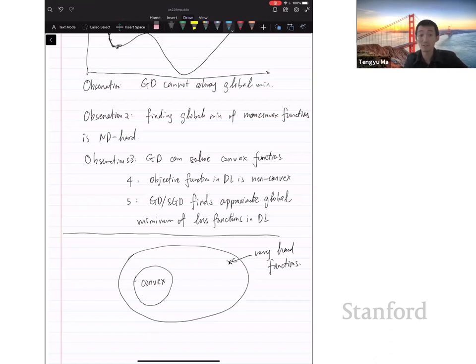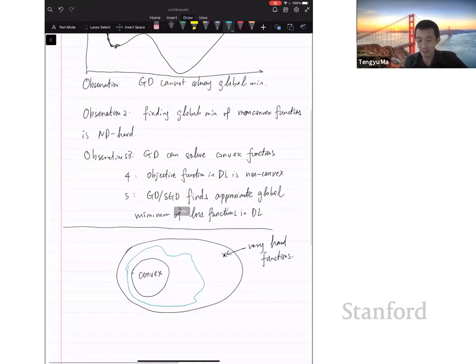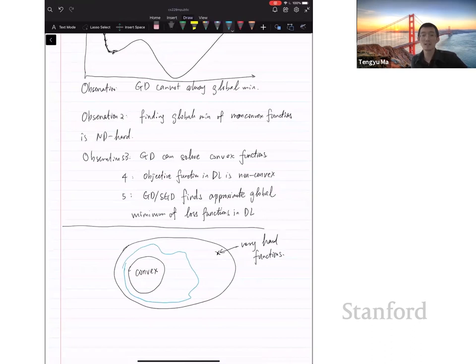There are actually more functions than convex functions that gradient descent or some other algorithms can solve, and that's a slightly larger family in between. And today we are going to talk about this kind of functions. Of course we cannot identify all the functions that are benign enough for us to solve, but we are going to identify a subset of the bigger than convex, the convex subset, right?